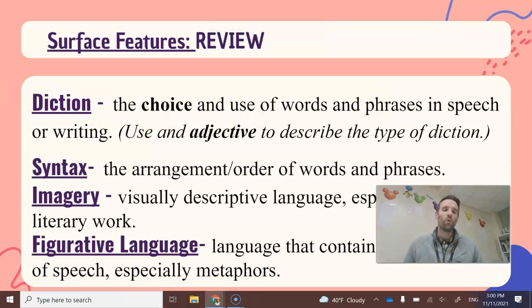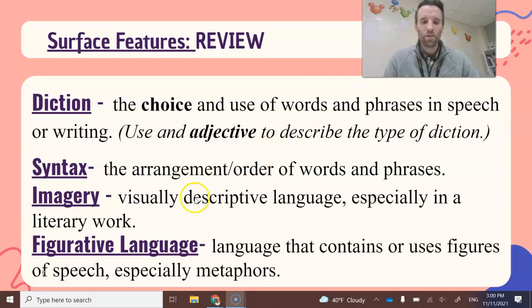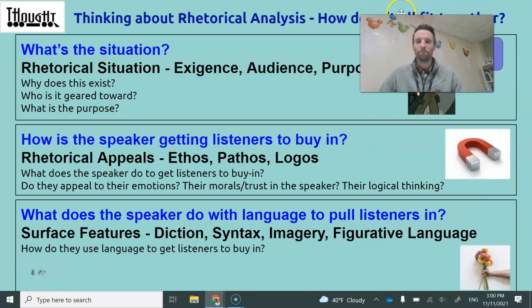So once again, your four surface features, two that we looked at last unit were diction and syntax. Very simply, diction is the words the author chooses. Syntax is word order. Imagery is descriptive, vivid language. Visually descriptive, figurative language is figures of speech, metaphors, comparisons, and things like that.